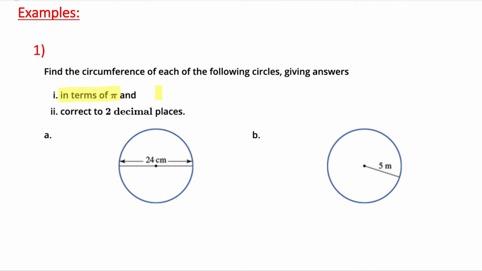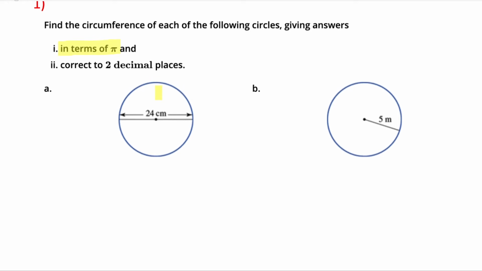Okay, so now let's look at this one here. What do I have in here? I have my diameter because it goes from one point of the circumference to the other point of the circumference, going through the middle, through the center. So the formula that I'm going to use is circumference equals pi times diameter.